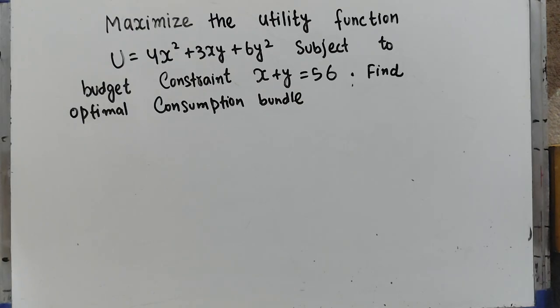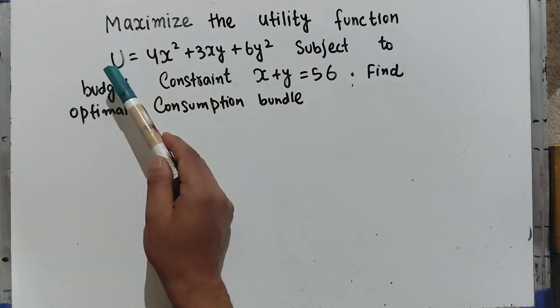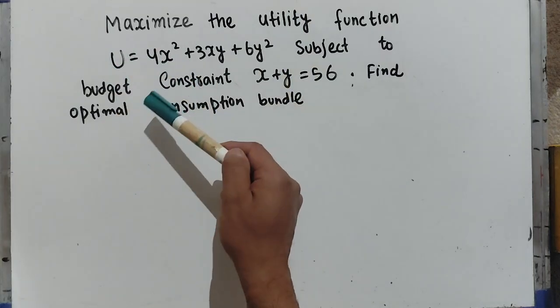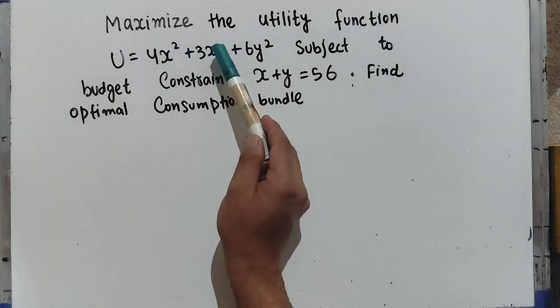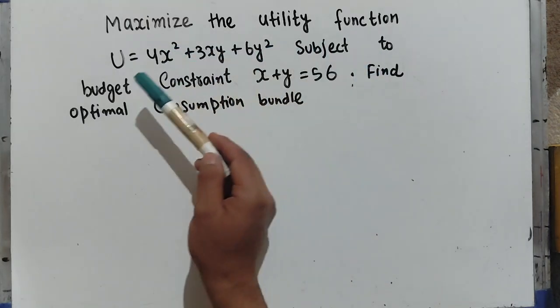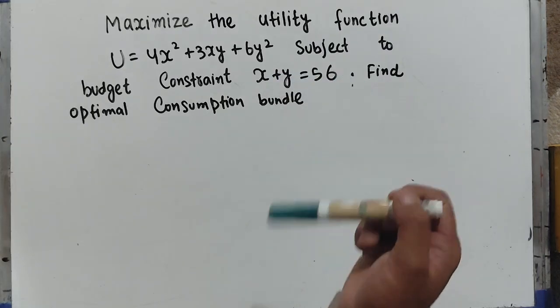Let us solve a utility maximization problem. We have to maximize the utility function. Utility is a function of the consumption of two goods x and y, which are related like this: 4x square plus 3xy plus 6y square, subject to the budget constraint that the consumer is facing, which is x plus y is equal to 56.